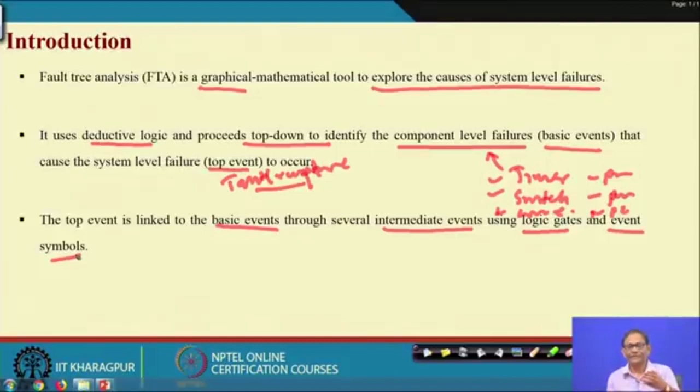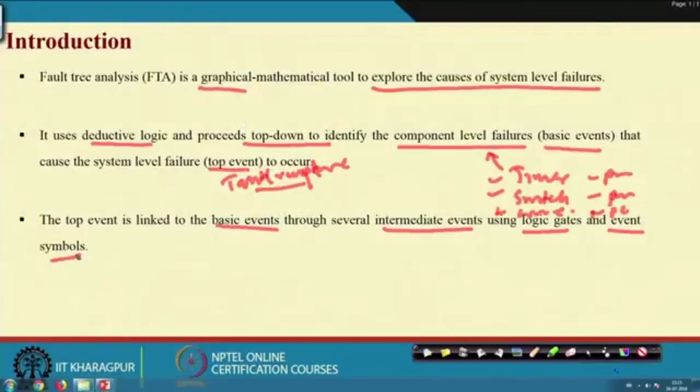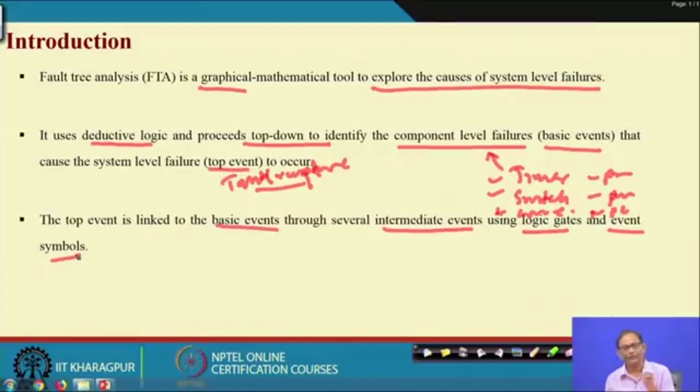So, top event: when you ask why the top event has occurred, you basically dig down asking why, to the bottom level or the component level. The component level is that level where the failure probability is known or can be quantified. That is why component level failures are known as basic events, and the top level failure is known as the top event, and the top event is connected to basic events through different intermediate events.